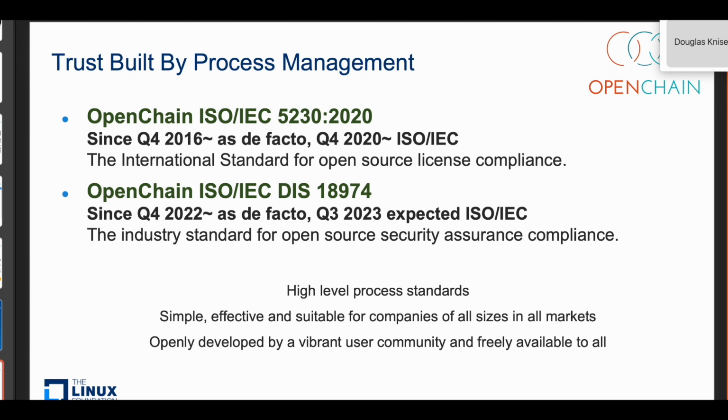So the OpenChain project is building process management standards. The first one came to market in 2016 as a de facto standard. It became an ISO standard in 2020. That's for open source license compliance. And one of the central tenets of this is, of course, to have an SBOM. Likewise, we're in market now with a security standard. It's a de facto standard right now, and it's incoming as an ISO standard as well. I just got a positive email about the completion of our ISO ballot, and I should have the precise timing of publication shortly. Again, SBOM at the center, but not just SBOM.